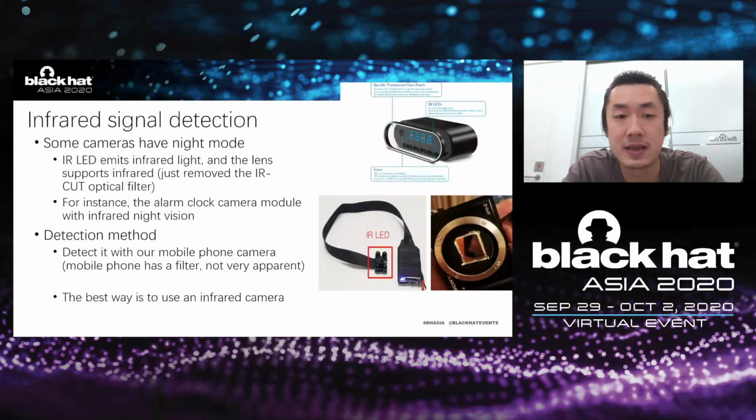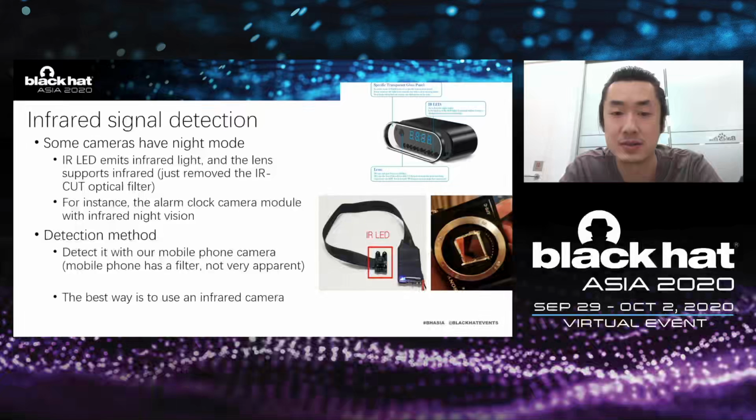Some cameras have a night mode feature in order to work at night. For instance, the alarm clock camera module has an infrared night vision. Hence, we can turn off the lights and detect them with our mobile phone camera. However, the mobile phone has a filter. Therefore, the best way is to utilize an infrared camera, for instance, the infrared camera on the right that we modified from a Sony camera.